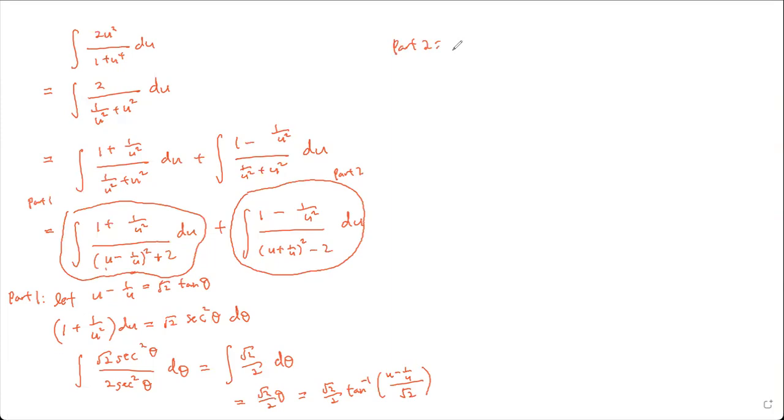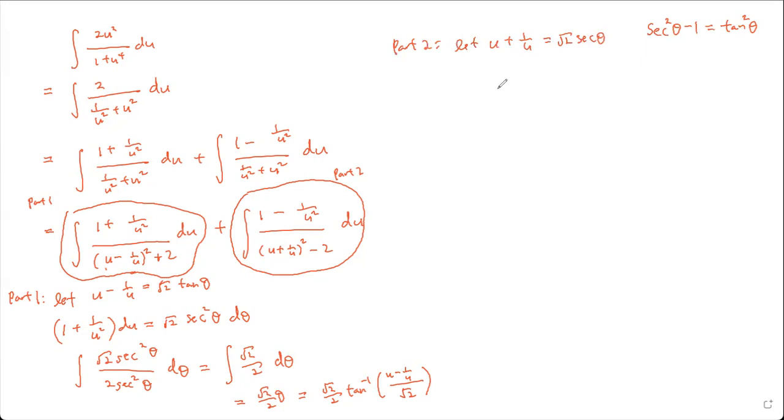For part 2, I'm going to use this identity, right? It's the same identity. Secant square theta minus 1 is equal to tangent square theta, right? So this is the hint I have. So part 2 will be, let u plus 1 over u be equal to root 2 secant theta.